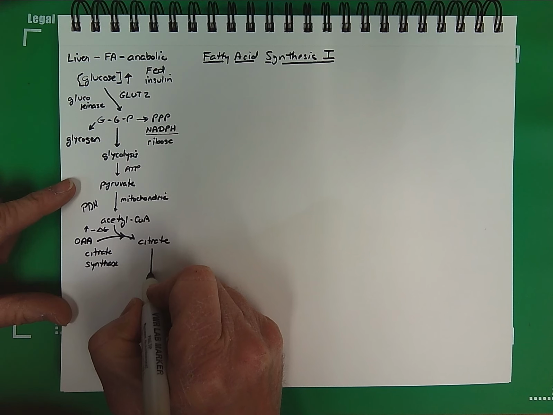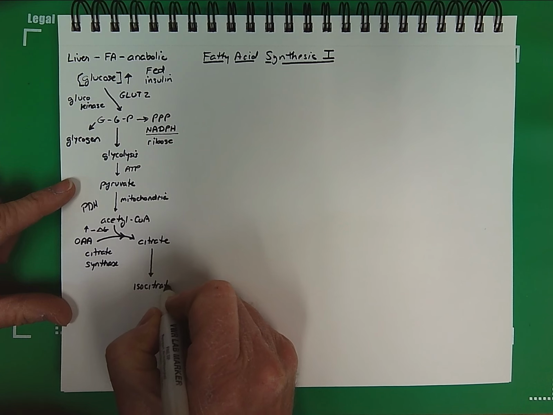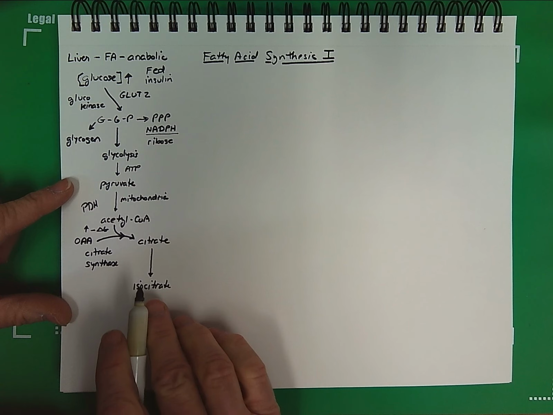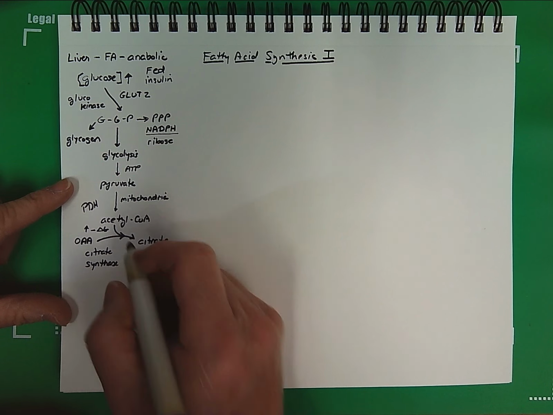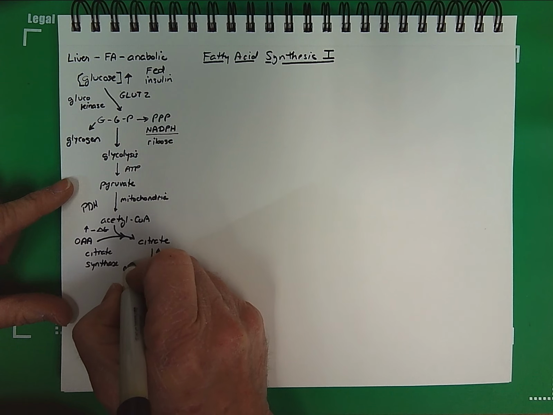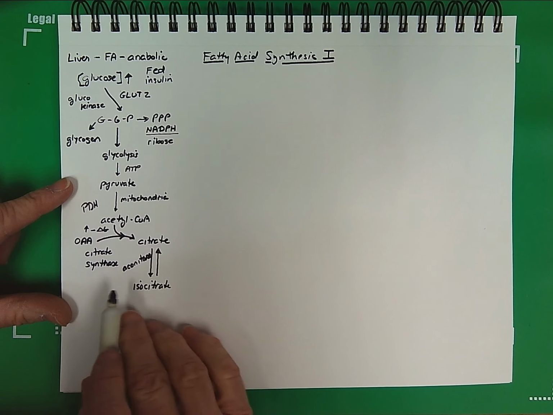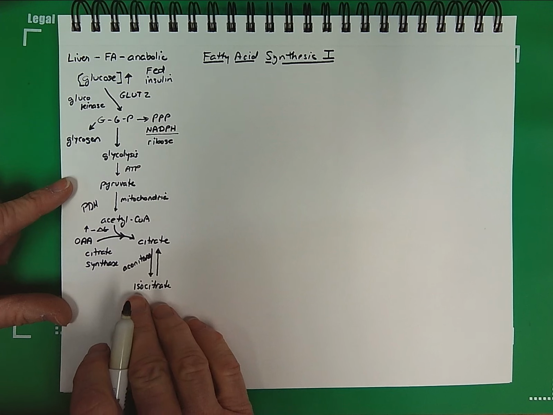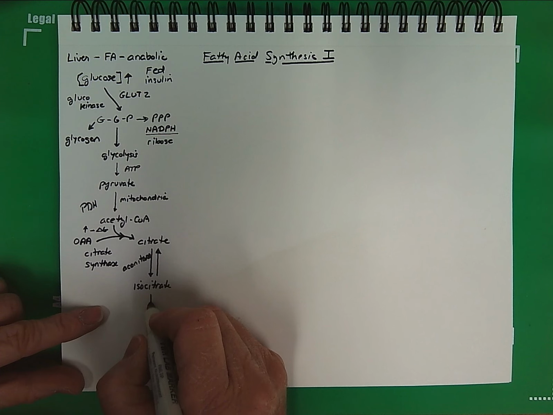After citrate, we form isocitrate. This is an important reaction in generating the substrates for fatty acid synthesis because of the reversibility of this enzyme. This enzyme, of course, is aconitase. The aconitase being reversible will allow us to take isocitrate and return it to citrate. Now, under what conditions will that happen?